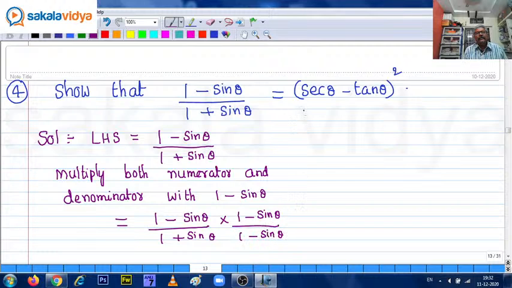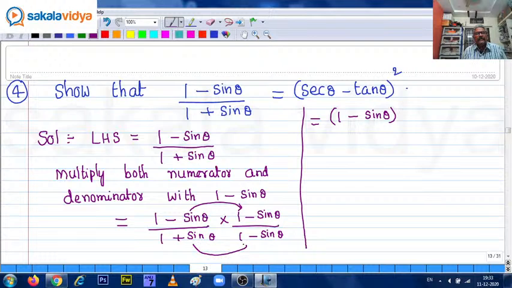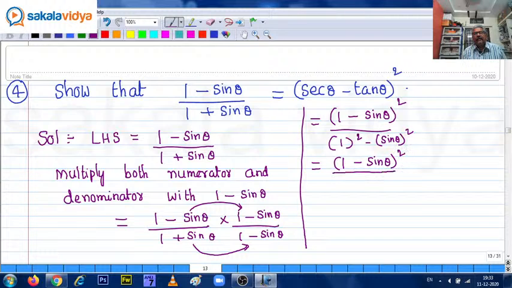Okay. So the next step you see, you get 1 minus sin theta whole square, because 1 minus sin theta into 1 minus sin theta. So 1 plus sin theta into 1 minus sin theta, a plus b into a minus b, a square minus b square. This is 1 minus sin theta whole square upon 1 square minus sin theta whole square. Now what do you get? 1 minus sin theta whole square. Don't simplify the numerator. Keep as it is. Upon 1 square is 1 minus sin square theta.